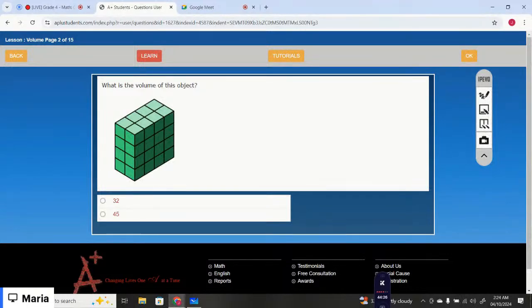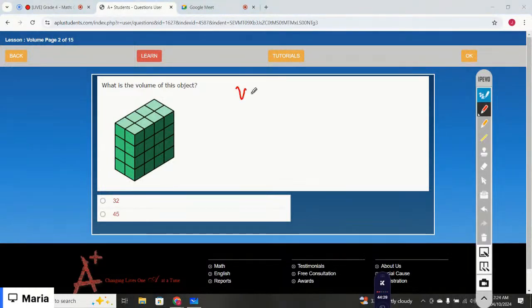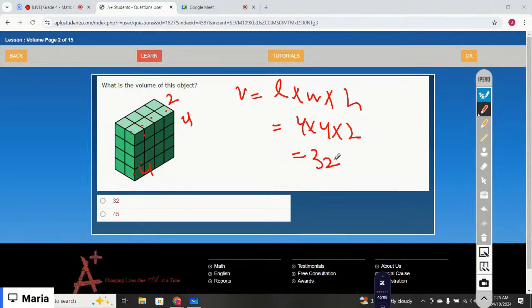What is the volume of this object? You have to see the length, the width, the height, right? This is 4, and height is 4. That is 4 times 4 is 16, and 16 times 2 is 32. So that is 32.